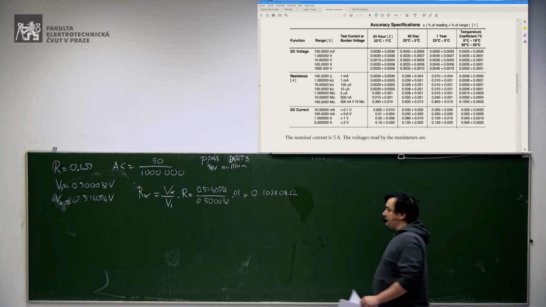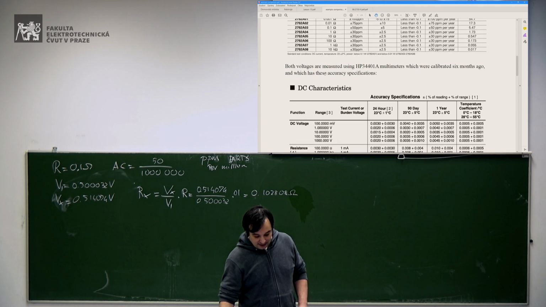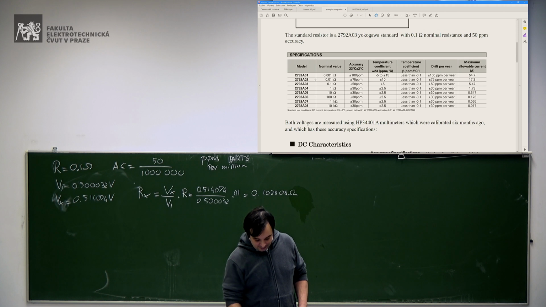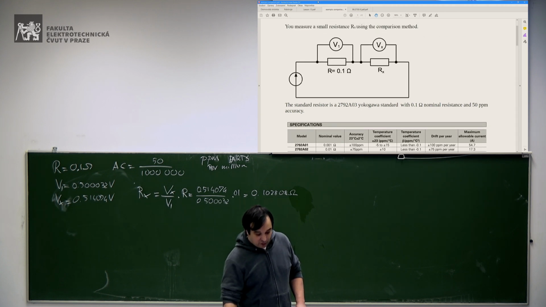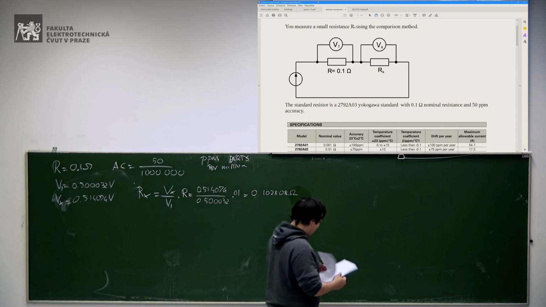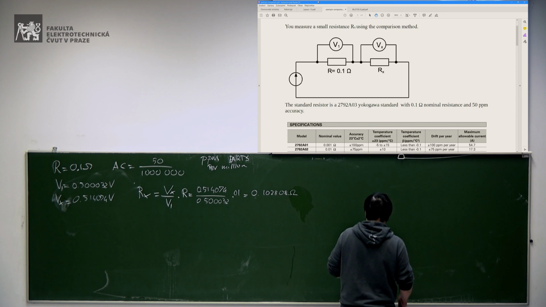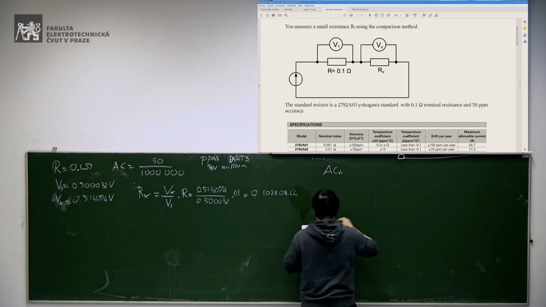Fine, what about the accuracy, the uncertainty? Here we have 3 sources of uncertainty. In this circuit, we have the uncertainty of the 2 voltmeters and the uncertainty of the resistive standard. So let's calculate very quickly the uncertainty of the first voltmeter, so the accuracy of V1.